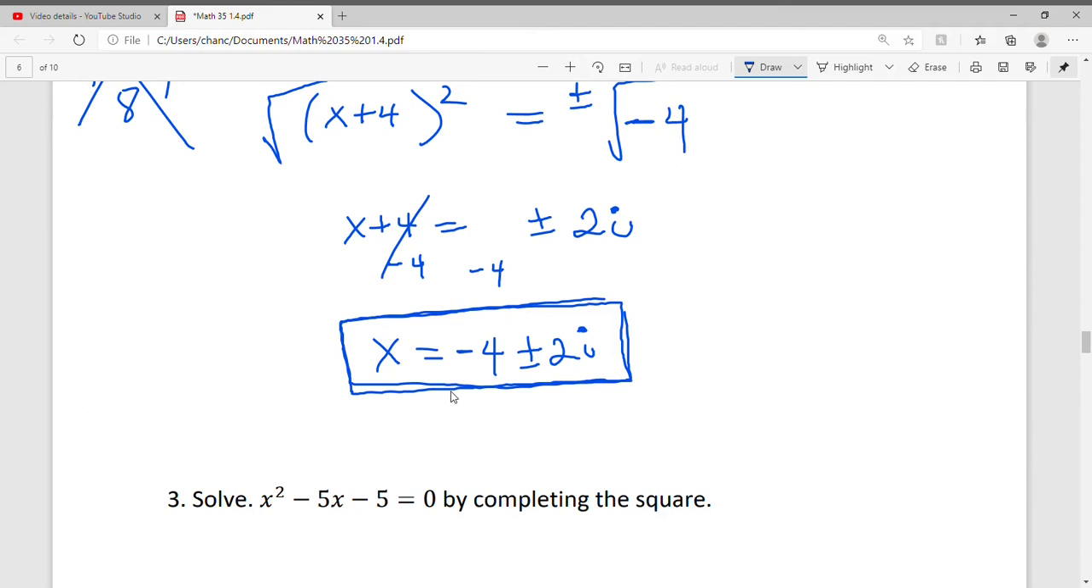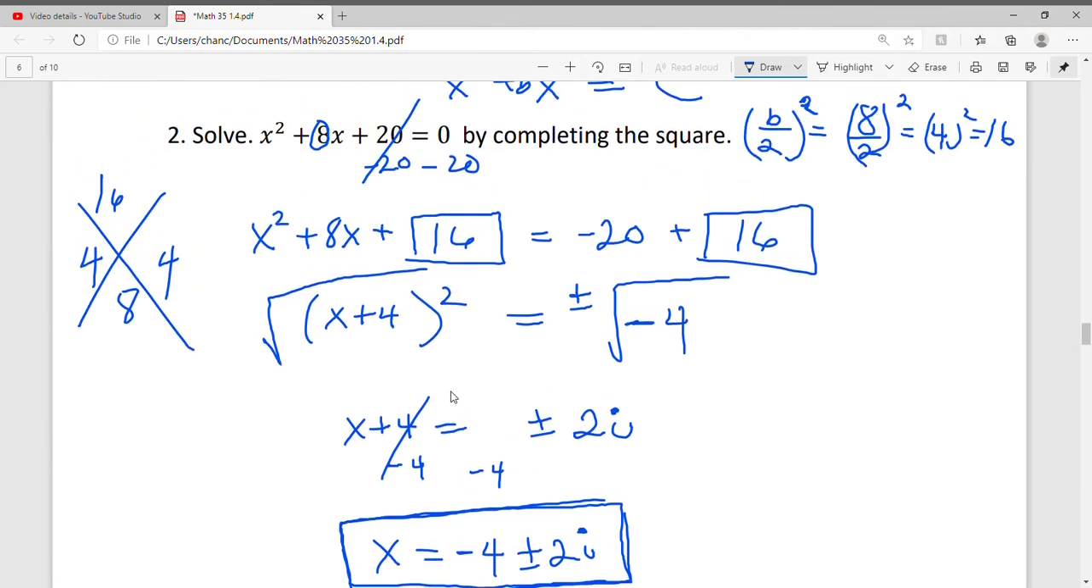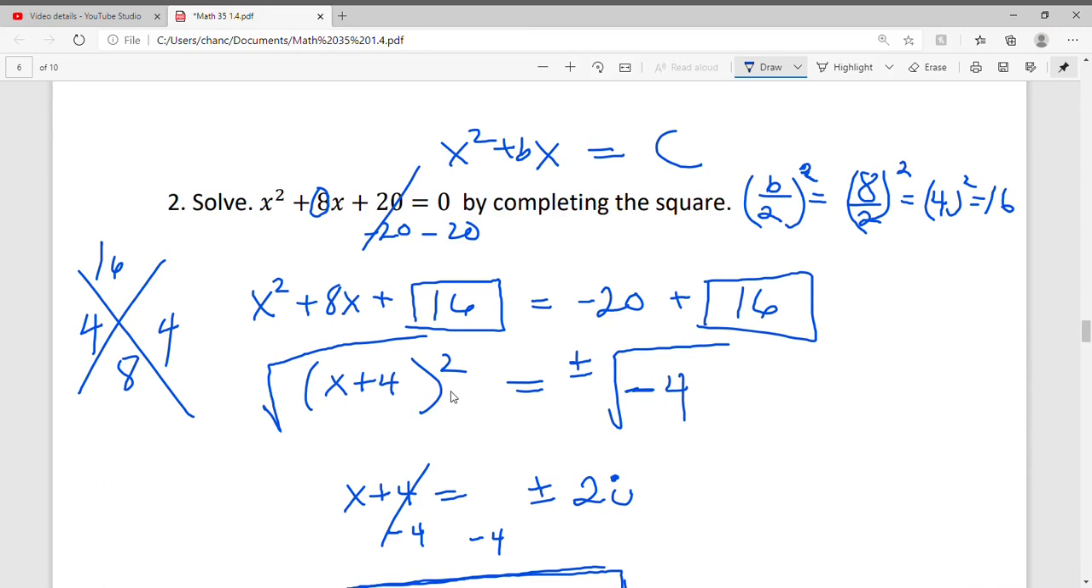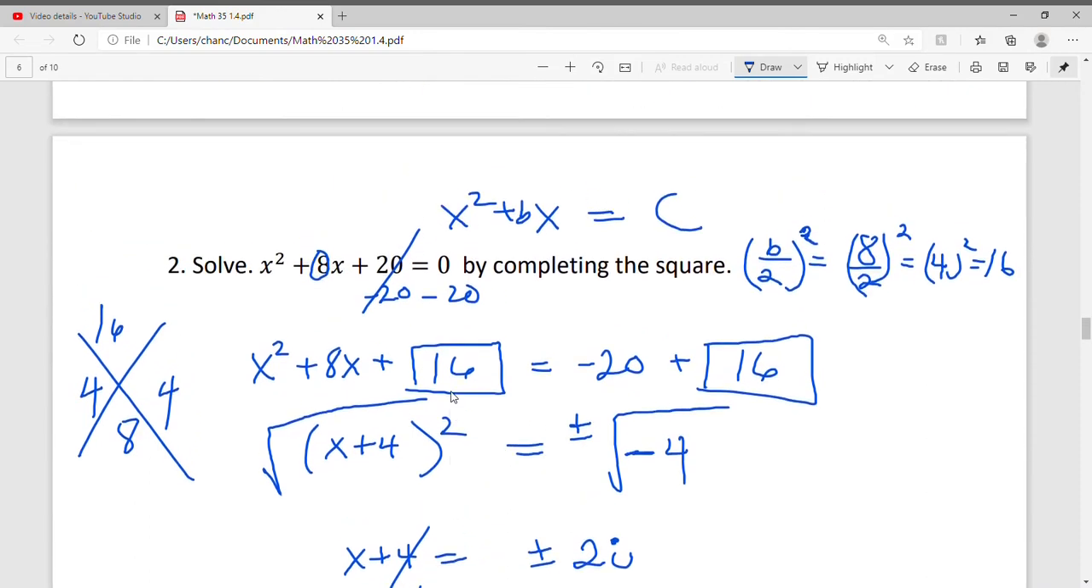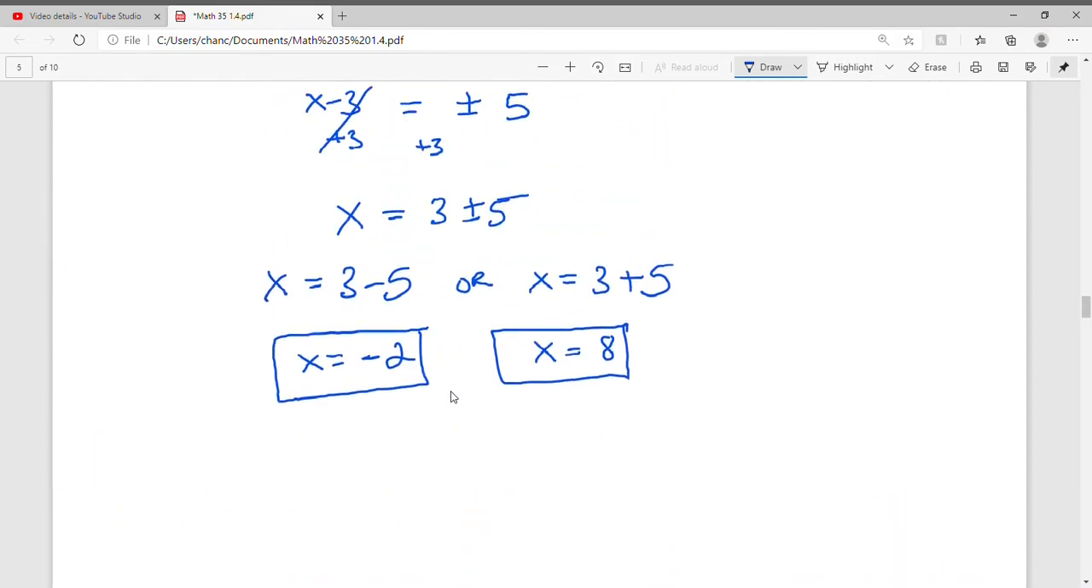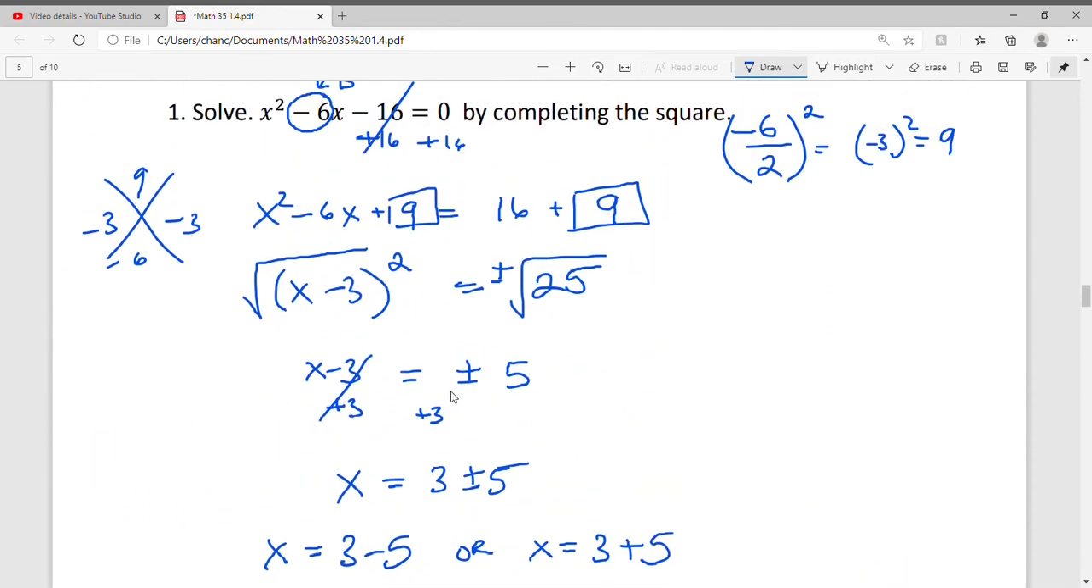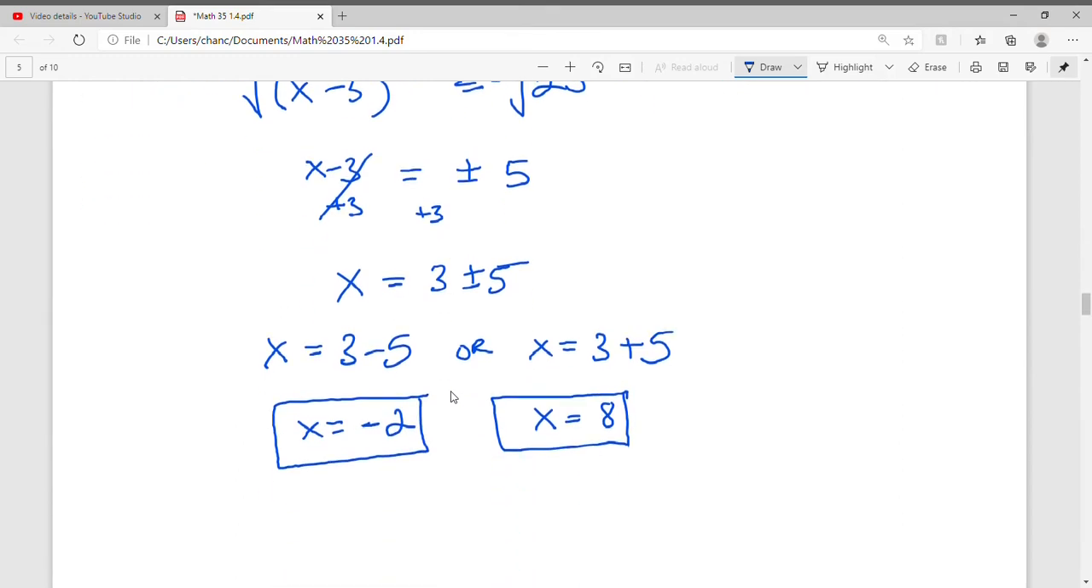Now, in question number 2 and 1, the middle term was even, and we were able to divide it by 2 pretty easily, and add that to both sides. Now, if you look at question number 1, again, we had the same situation. It was even. We divided by 2. That's a nice number. So it will be a little bit harder once it is odd.